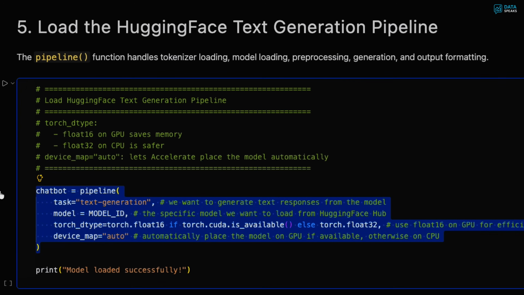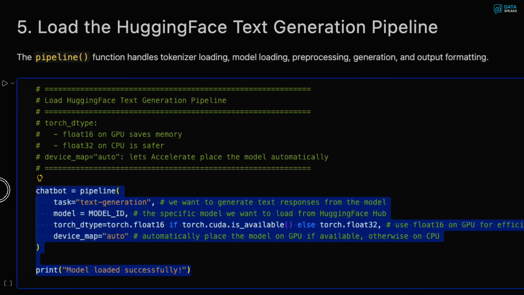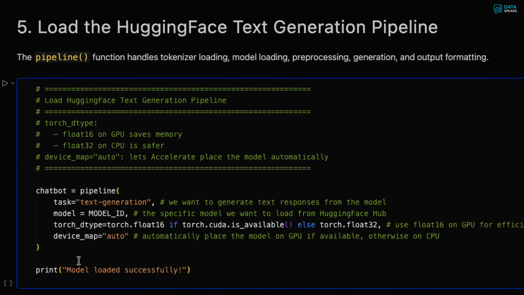Once everything is set up, we want to confirm that all the steps are appropriately loaded. So we want to print the message that the model has successfully loaded. This way, we are initializing the chatbot pipeline that we are going to use to build our chatbot. So this is all in this video.